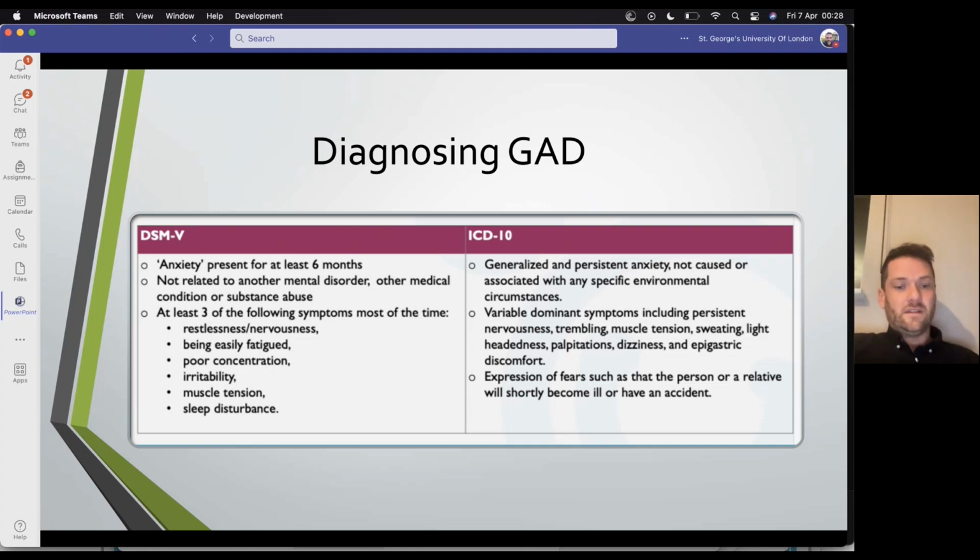What they also want is 3 of the following symptoms present most of the time: restlessness, nervousness, easily fatigued, poor concentration, irritability, muscle tension, and sleep disturbance. If you noticed from that, only some of those are actually psychological symptoms. Restlessness and nervousness are psychological, I guess. But your point is, it's pretty much 50-50 there. We're talking easily fatigued, muscle tension, sleep disturbance. It's a big physiological aspect to this that is not required in as many other mental health disorders.